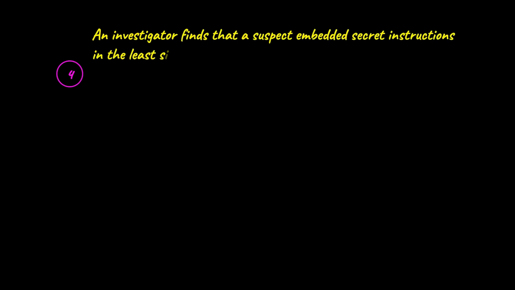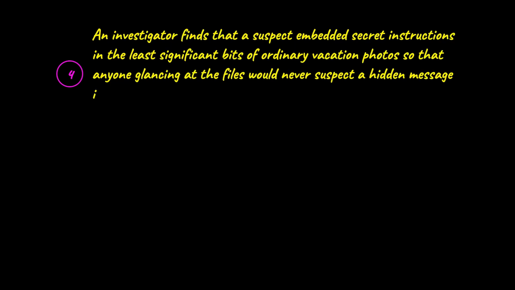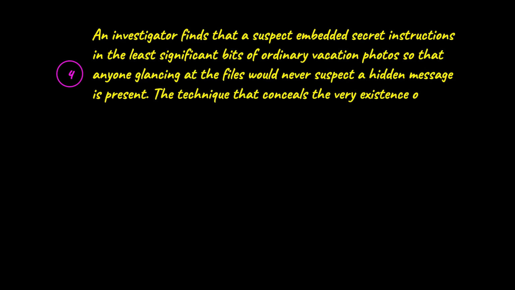Question 4. An investigator finds that a suspect embedded secret instructions in the least significant bits of ordinary vacation photos so that anyone glancing at the files would never suspect a hidden message is present. The technique that conceals the very existence of the message is called what?